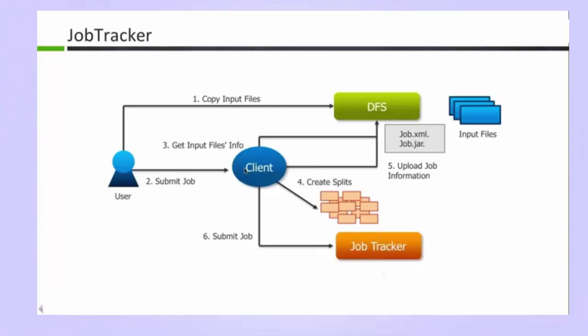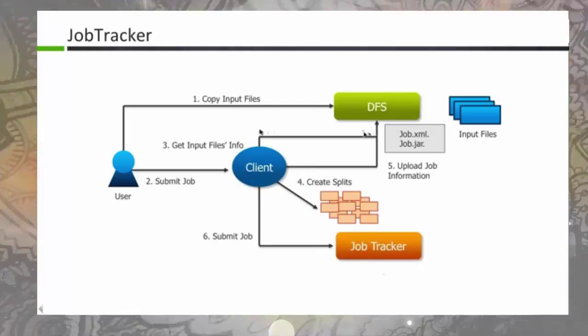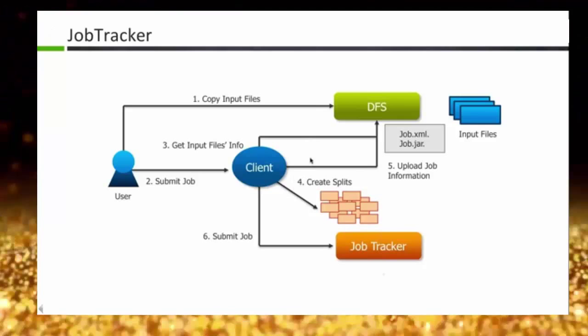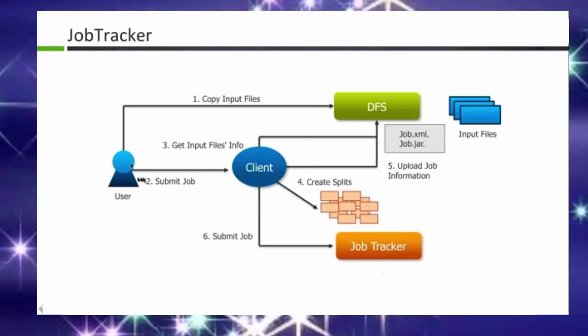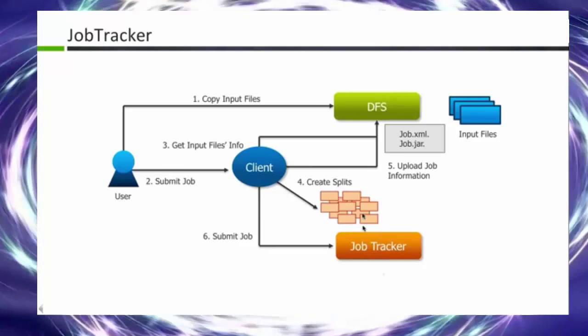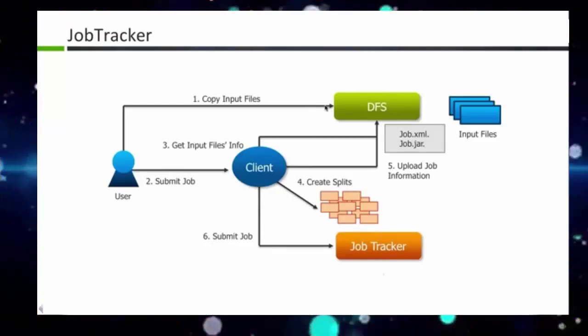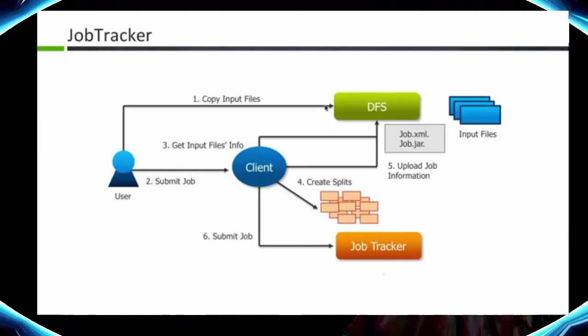Now, the next important step is that the client will get information about the input files. Based on that, it will create the splits. So the user is you or I. Who is the user? The user is you and I. Then it will create the splits on that file. Now, how are these splits created? What are the considerations behind creating these splits? I will be telling you in class 3, not right now.